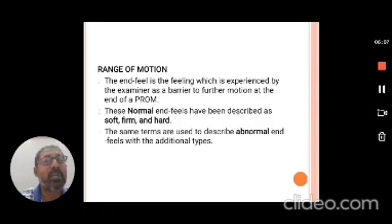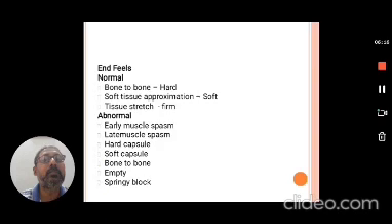Majority of abnormal end feels will also be either soft, firm or hard. Added to it, a springy block or an empty end feel will be added.